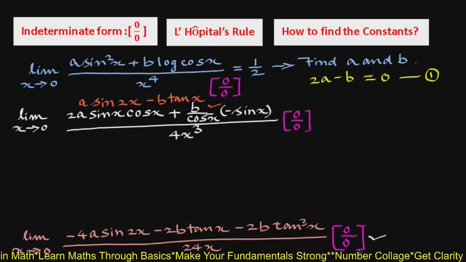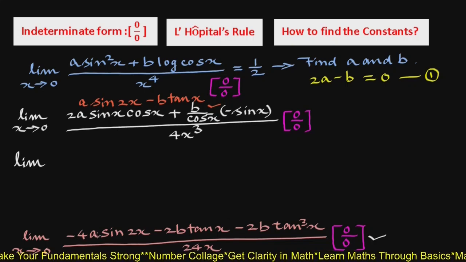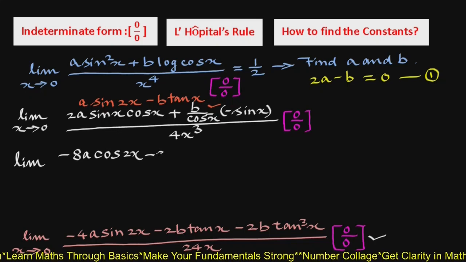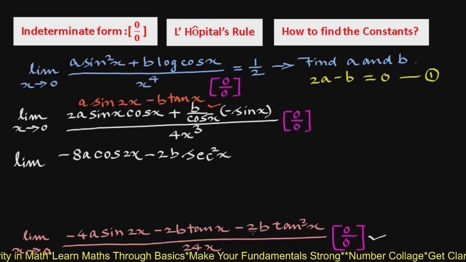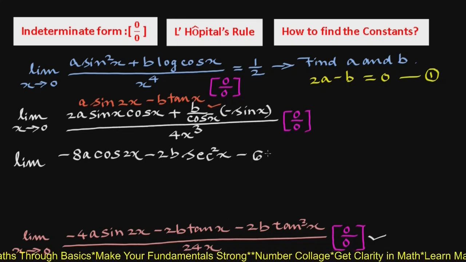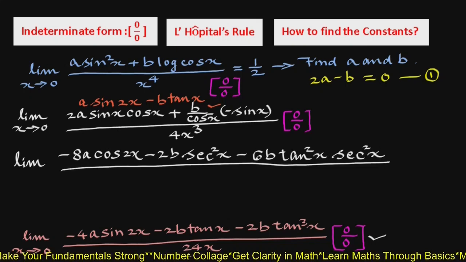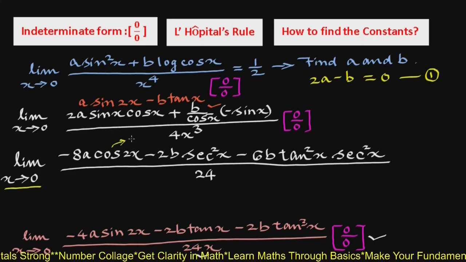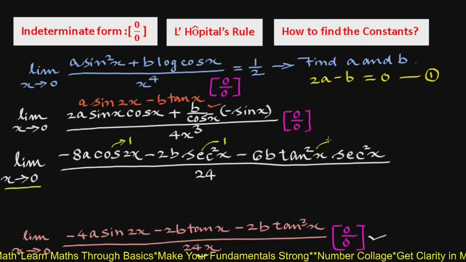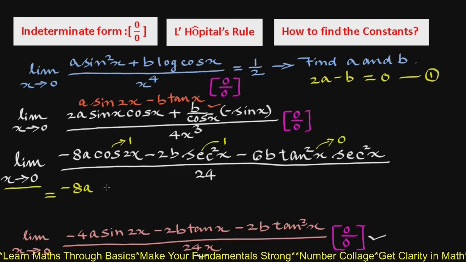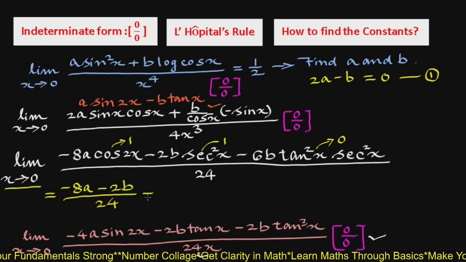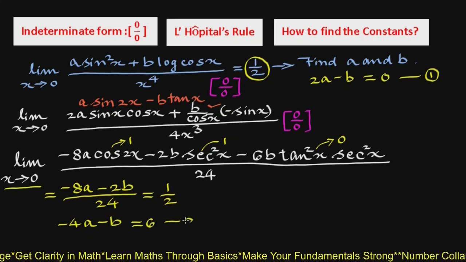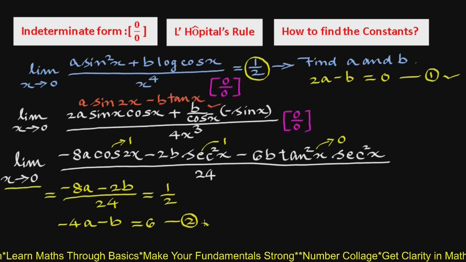Applying L'Hopital's rule on this limit, it will be limit derivative of minus 4a sin 2x is minus 8a cos 2x, minus derivative of 2b tan x is 2b sec square x. Derivative of minus 2b tan cube x is minus 6b tan square x into sec square x, upon derivative of 24x, which is 24, as x tends to 0. As x tends to 0, cos 2x tends to 1, sec square x tends to 1, and tan square x tends to 0. So the numerator tends to minus 8a minus 2b upon 24, and the value of this limit is given to be 1 upon 2. That will be minus 4a minus b equals 6. We name this 2.